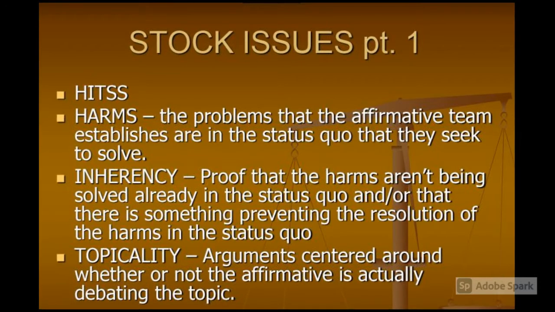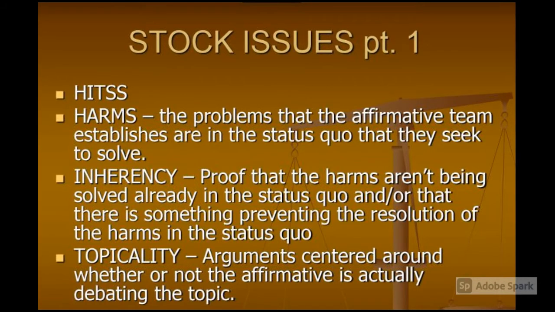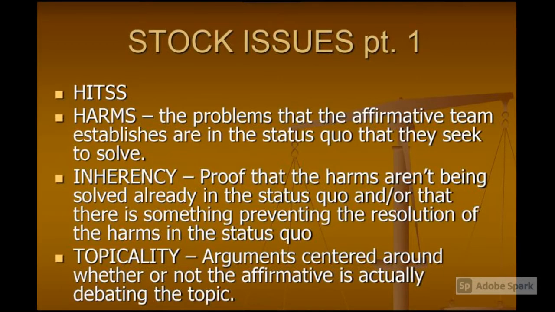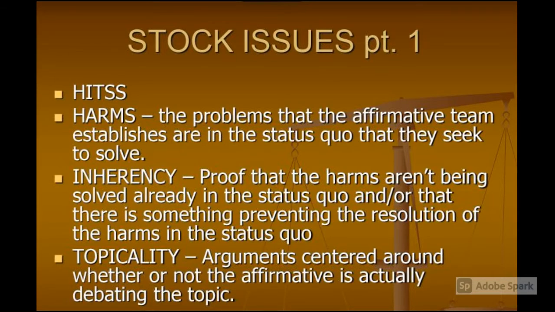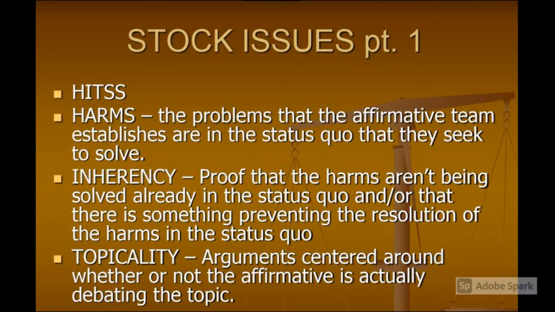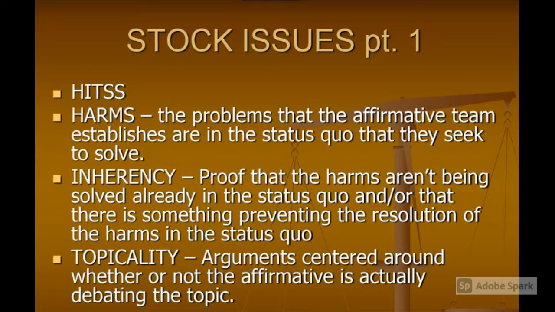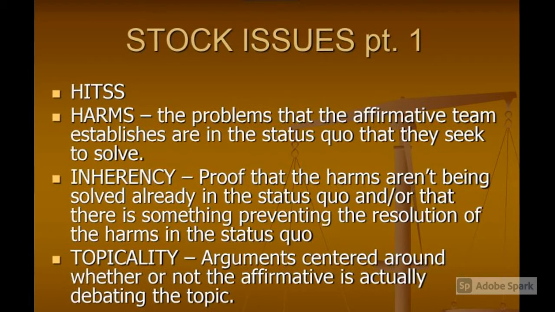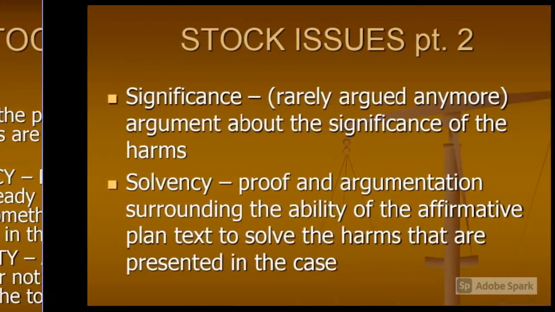Then you'll move on to inherency. So you're going to have to prove that whatever the harms are, they aren't being solved with the way things currently are, with the status quo. There's something preventing them from being solved, and you have to name that thing. Then you can move on to topicality, which basically is you're proving that the topic you're talking about is in line with the prompt you're supposed to be talking about. Usually, you don't really address this too much in your affirmative constructive. That's something you'd probably have to defend in your second speech or your rebuttal.